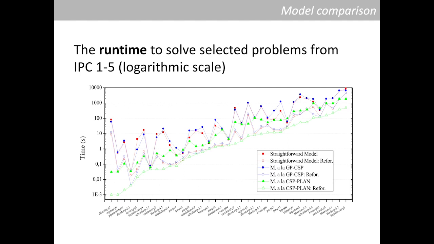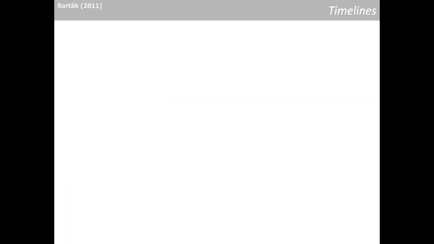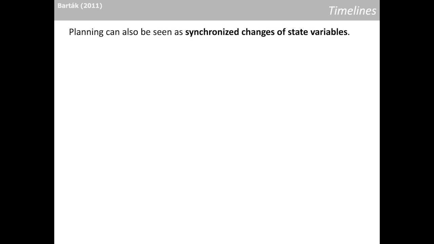We call this planner set a sequential planner. Okay, so how can we improve the models further? We may notice that actually planning is about finding synchronized changes of all the state variables. And synchronized changes mean that one action may change several state variables at the same time.